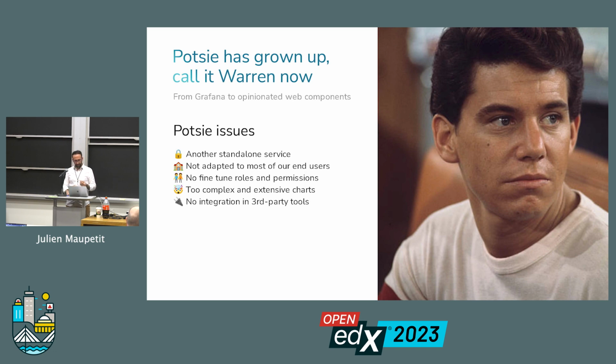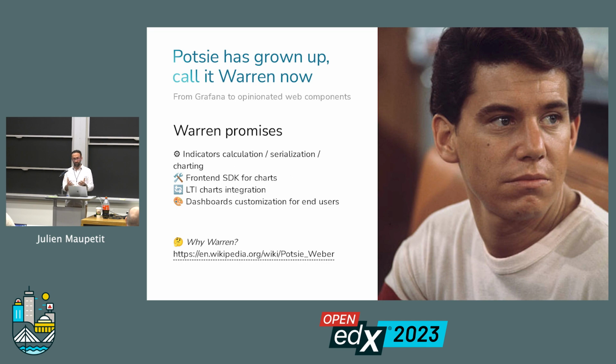So we decided that it was a great solution that we will still need, and some of our users will continue to use, but we needed to rethink the tool from scratch to make it more usable for most of our users. So the promises of this new version of Potsie that we call Warren, if you follow the link on the bottom of the slide, you will have the answer why we call it Warren. The idea behind Warren is to provide a tool that is responsible for the indicators calculation, serialization, and the representation of the indicators, the charting parts.